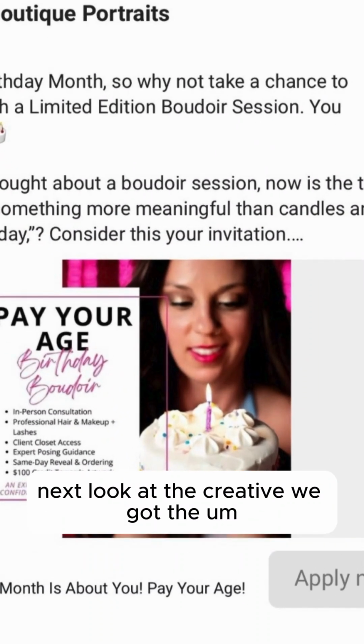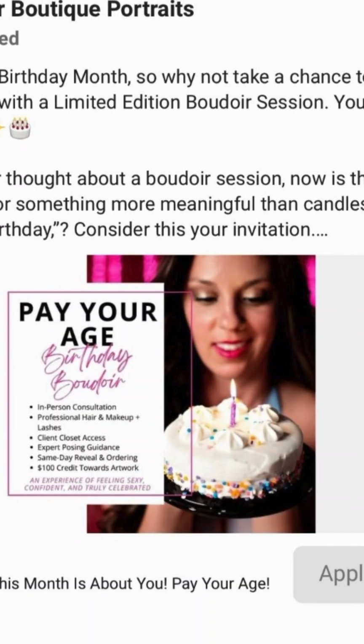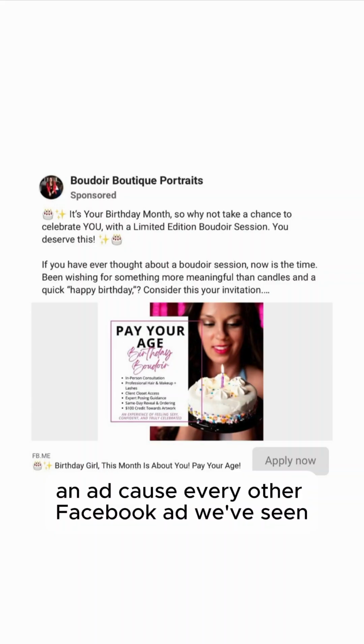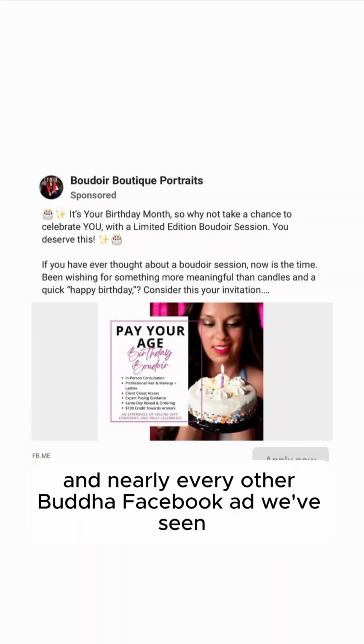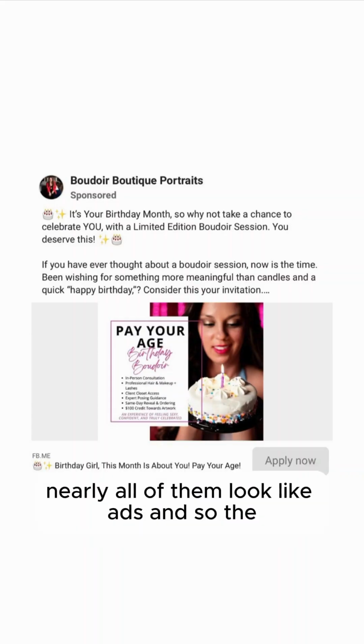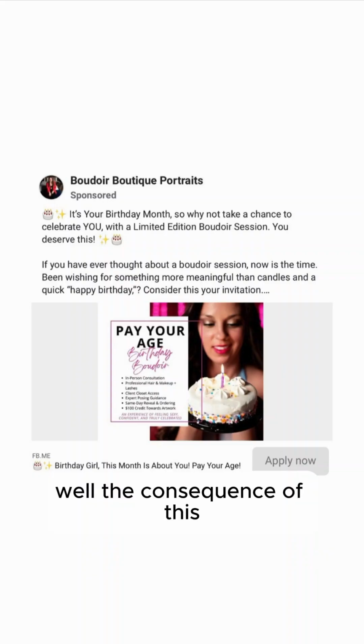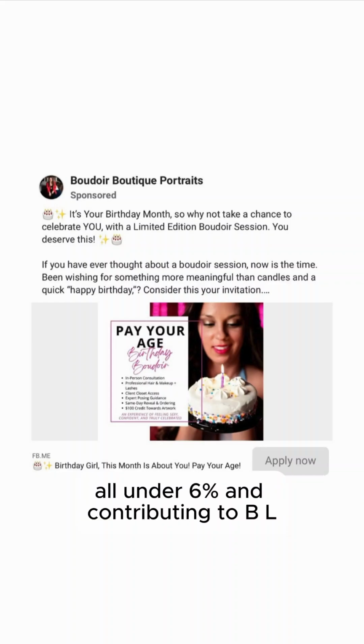Next, look at the creative. We've got the looks like an ad mistake. The false belief that caused us to make this mistake is that we're making it look like an ad, because every other Facebook ad we've seen, basically all of them look like ads. And nearly every other Boudoir Facebook ad we've seen, nearly all of them look like ads. The consequence of this, when we make ourselves look like ads, is way more women scroll by our ad than necessary, pulling our unique CTR under 6%, and contributing to BLCS, aka Boudoir low click syndrome.